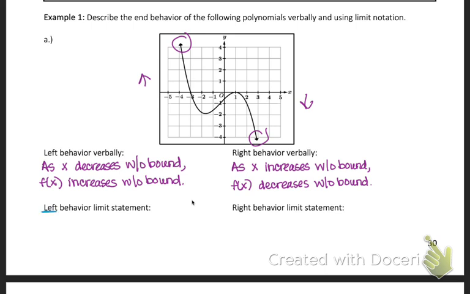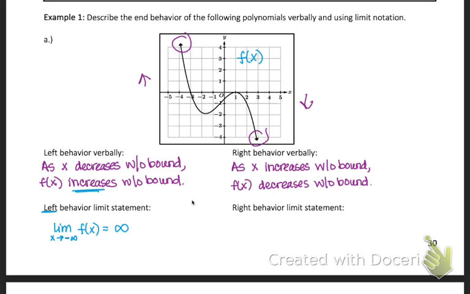Anytime we are doing the left-hand side, we're going to start with the limit as x approaches negative infinity. We'll call this function f of x. It wasn't given a name, but we'll just call it f of x. So we'll label it there. So the limit as x approaches negative infinity of f of x equals, since f of x is increasing without bound, we are going towards positive infinity.